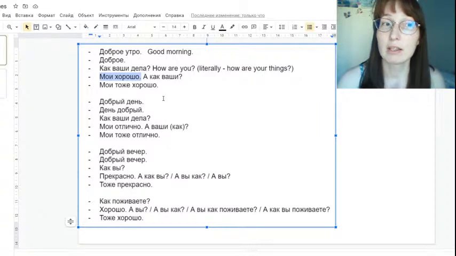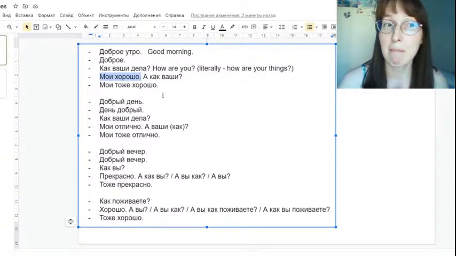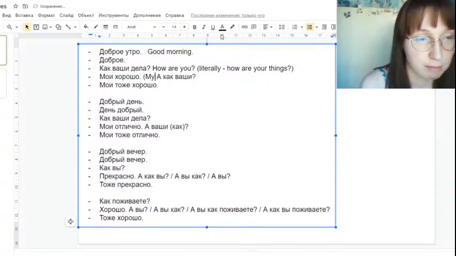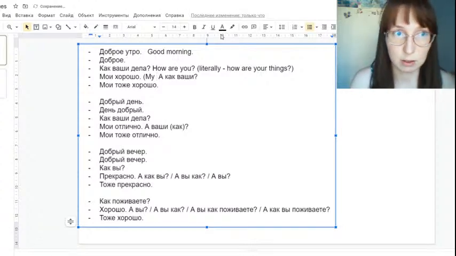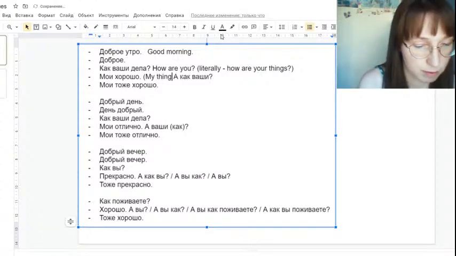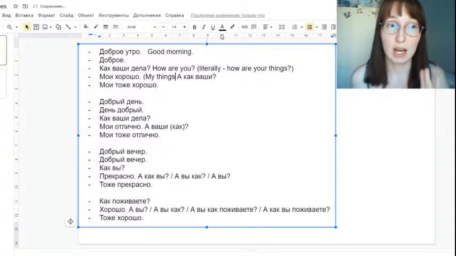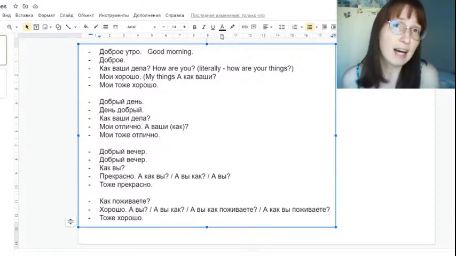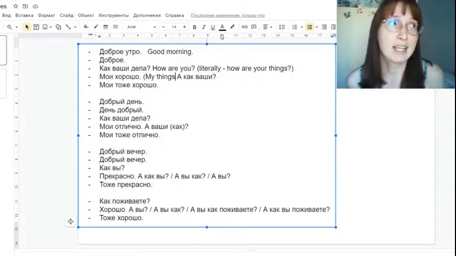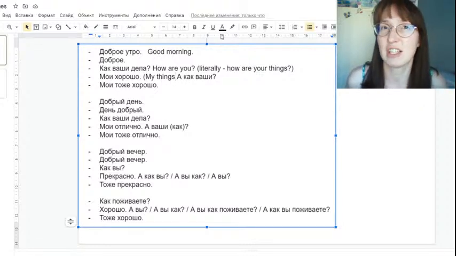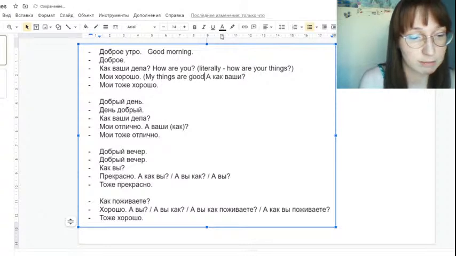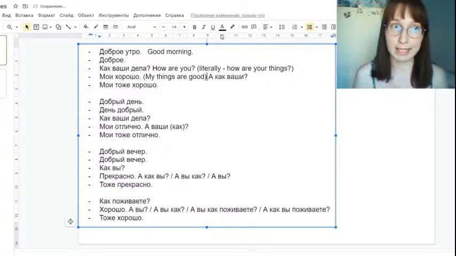Мои хорошо. Мои хорошо means mine, my things, but we don't say the word дела, мои дела. We can say it. We can say мои дела хорошо, but it will sound not natural. Мои хорошо. My things are good. Мои хорошо.